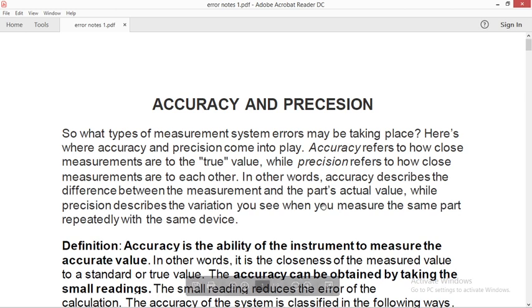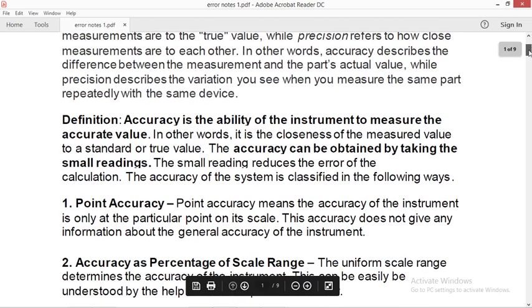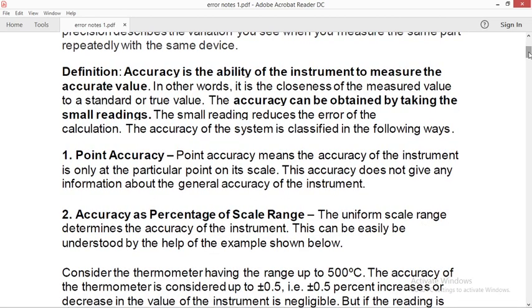Now, let's have a look at the proper definition of accuracy and precision. Accuracy is the ability of the instrument to measure the accurate value. In other words, it is the closeness of the measured value to the standard or true value. Accuracy can be obtained by taking small readings. Small readings reduce the error of the calculation, as we all know.